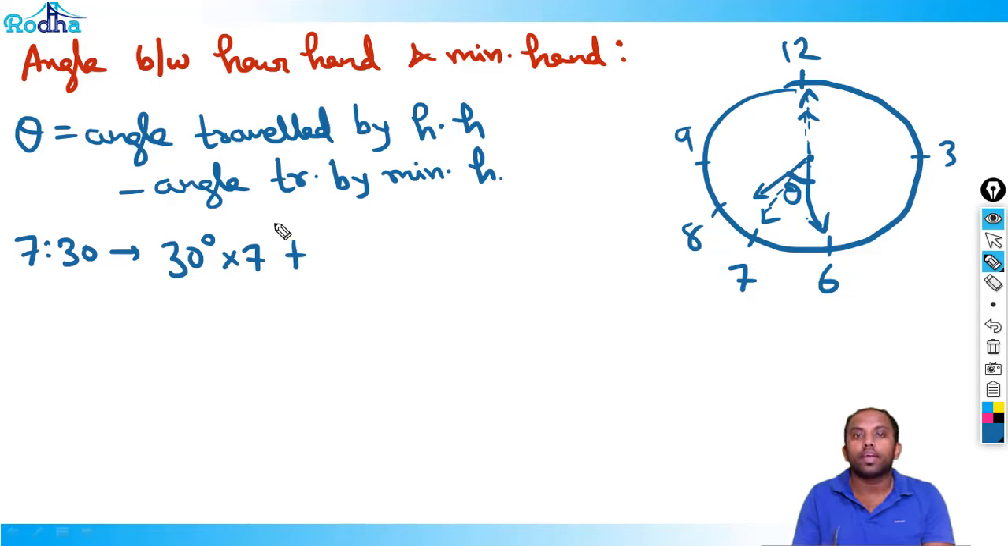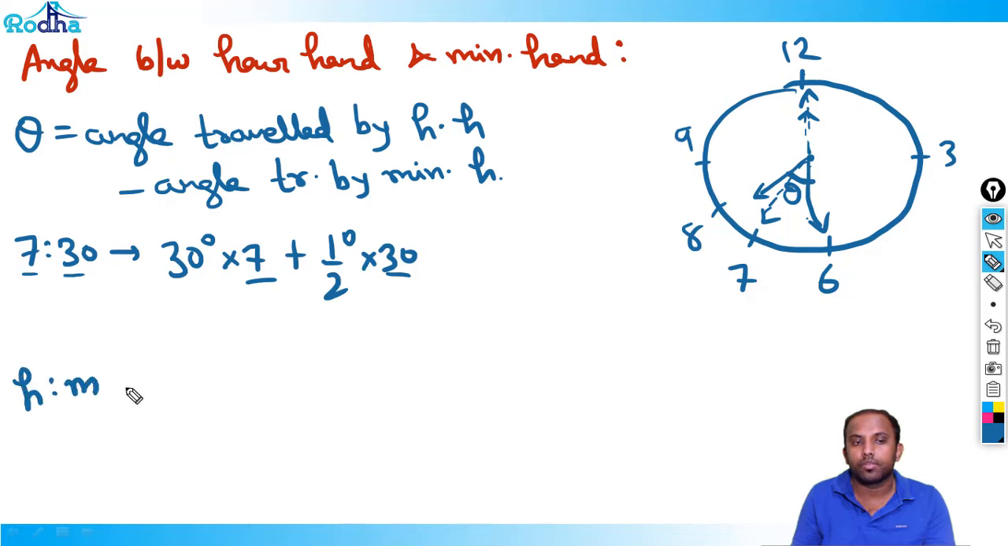The hour hand travels at half a degree per minute. So in 30 minutes, the hour hand moves half a degree into 30 minutes, right? 7 is the hour, 30 is the minutes, and then we'll generalize for h hours and m minutes. Okay, this is for 7:30.